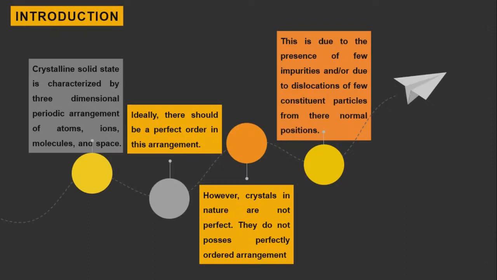Crystalline solid state is characterized by three-dimensional periodic arrangement of atoms, ions, molecules, and space. Ideally, there should be a perfect order in this arrangement. However, crystals in nature are not perfect. They do not possess perfectly ordered arrangement. This is due to the presence of few impurities and due to dislocations of few constituent particles from their normal positions.